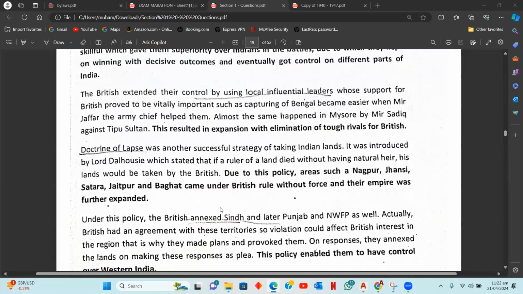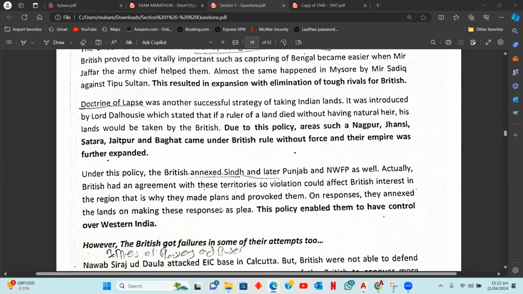Then the doctrine of lapse was another successful strategy. It was introduced by Lord Dalhousie, and what the strategy said was that if any ruler died without having a natural heir to their lands, that land would go under the British control. And they successfully took over Nagpur, Jhansi, and Satara through this policy, right? This meant that this attempt of the British was also successful.